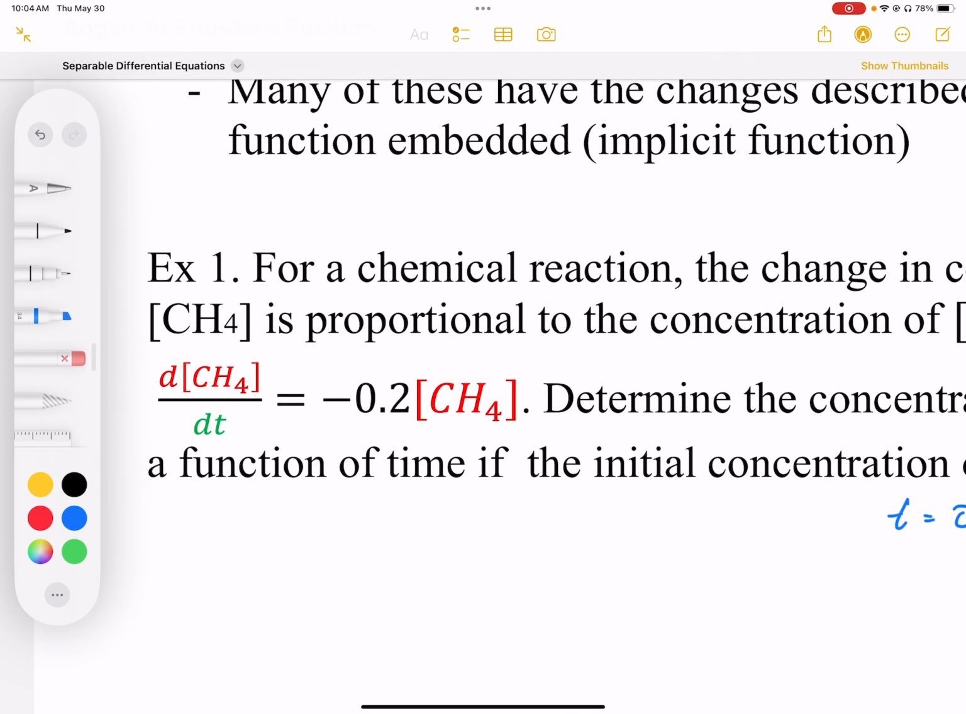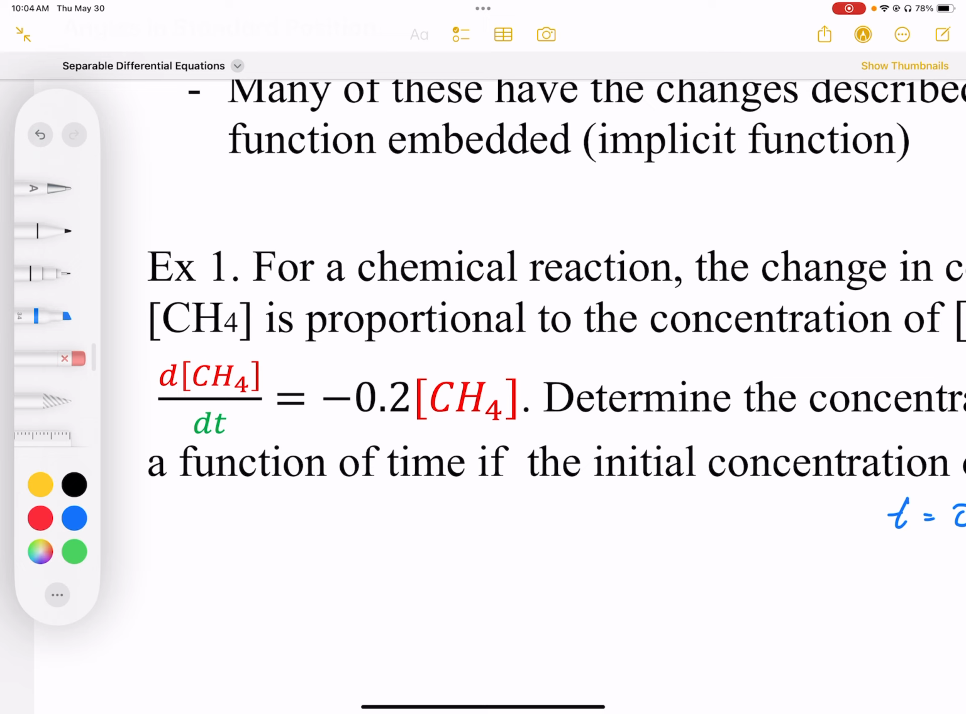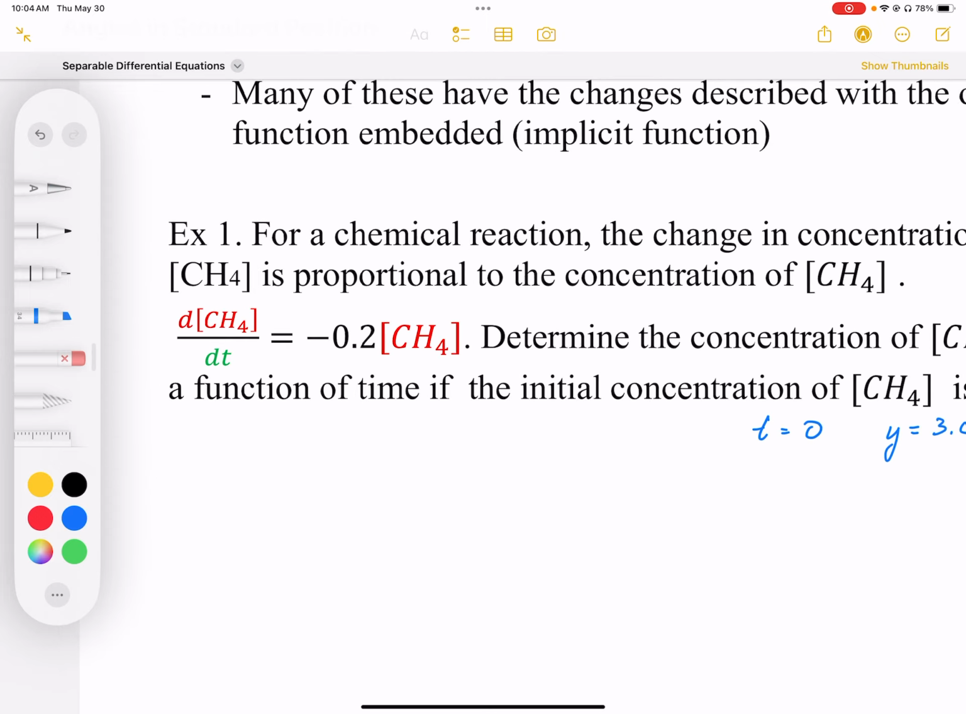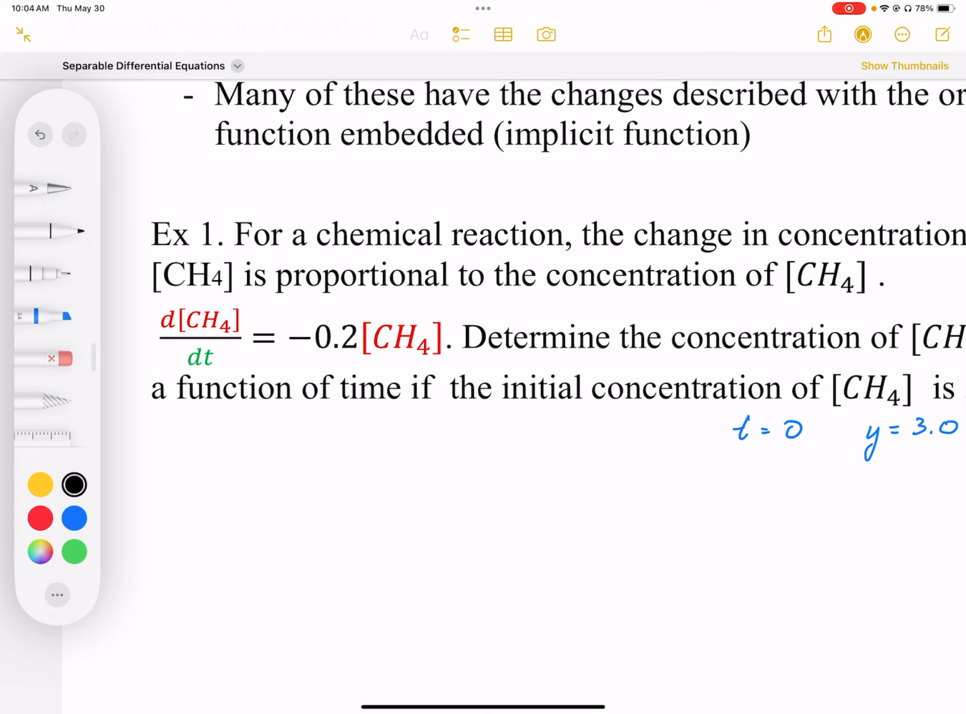And the differential equation looks like this. The change in concentration of CH4 over dt is equal to negative 0.2 times the amount of CH4 that's present. That negative means it is actually a decay. So I'm going to rewrite this, letting the concentration of CH4 be y, so it's a little bit more familiar to us.